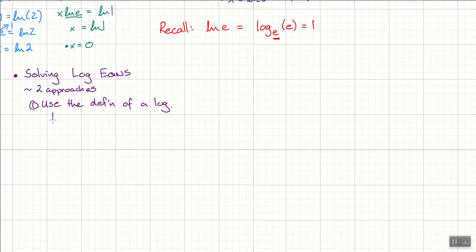Now, remember that if we have log base b of x, and we claim that it equals some, I don't know, y, the definition of the log says that this equation can be rewritten as an exponential. It can be changed to b to the power of y equals x. This is the definition of a log. Now, to undo a log, you can use this definition, assuming that you have something equal to it on the other side.